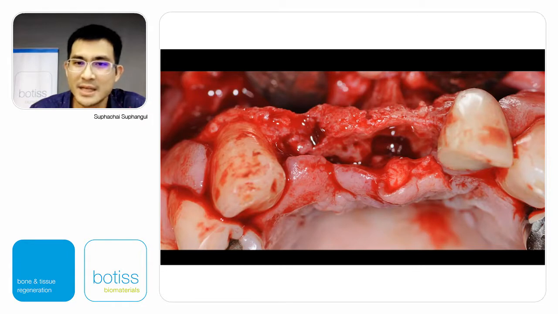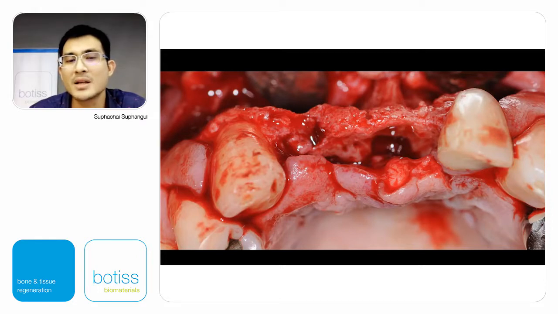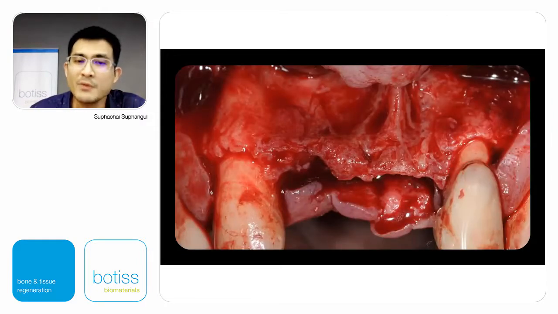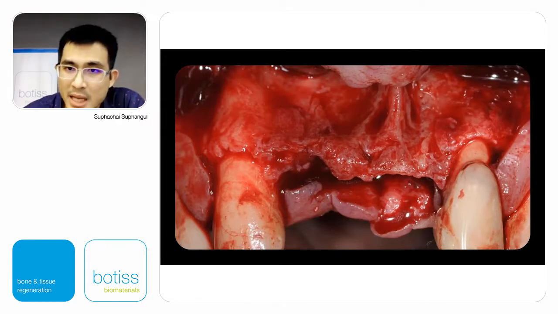Like this, when it's multiple teeth and time passes, like in this case, the patient lost teeth for like 10 years. You can see it has a knife edge on the occlusal view. When we take a look at the frontal view, it has severe concavity in the frontal area like this.